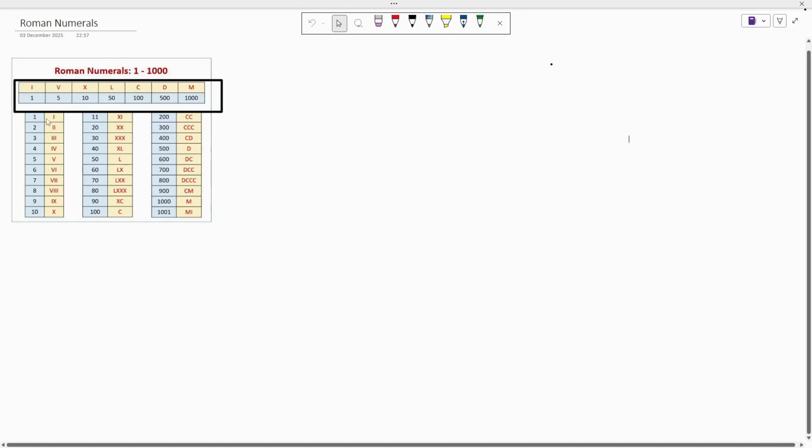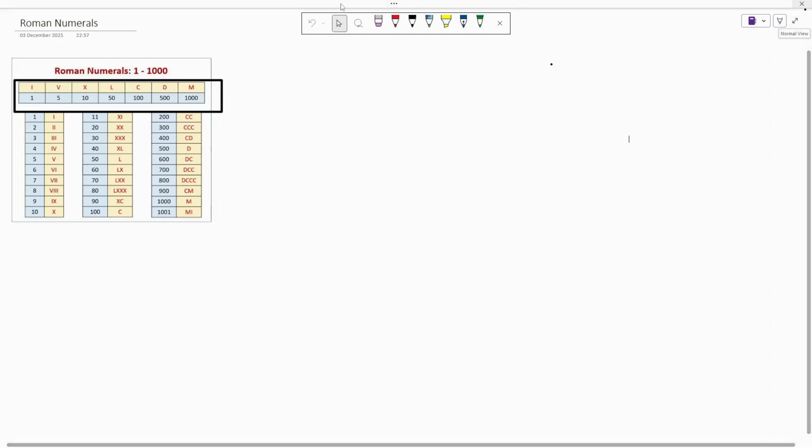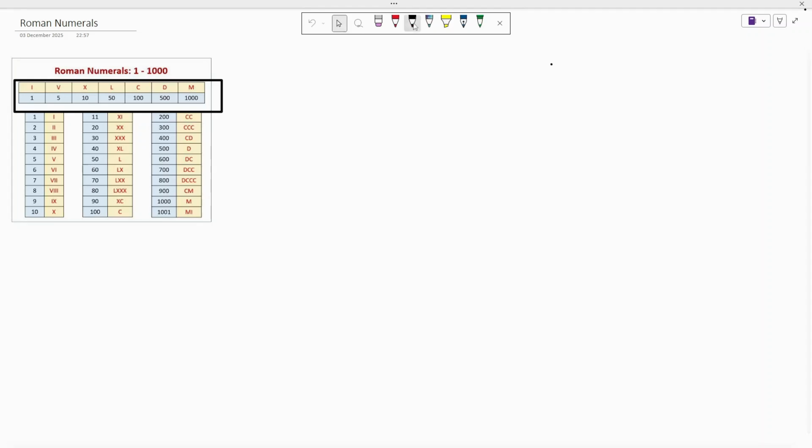So these are the Roman numbers from 1 to 10. And we are going to cover a few rules about the Roman numbers in this series. Rule number 1 is there is no symbol for 0. In Roman numerals there is no symbol for 0. This is rule number 1.